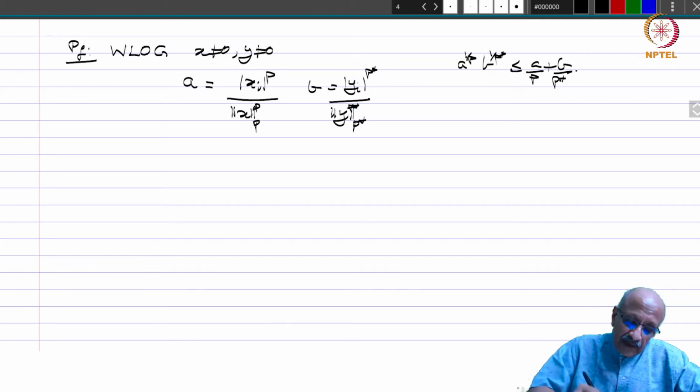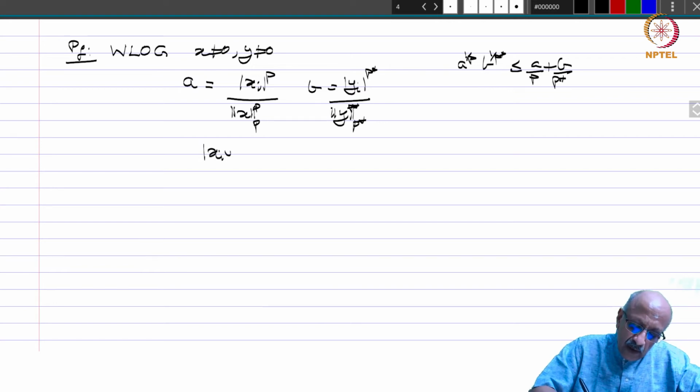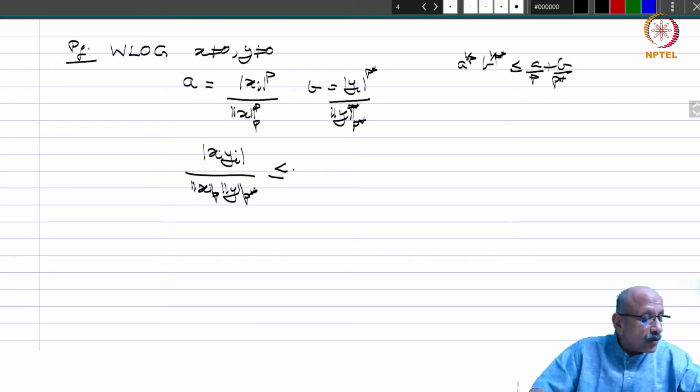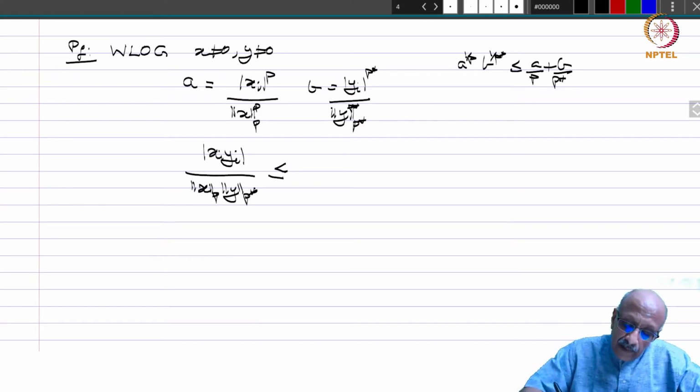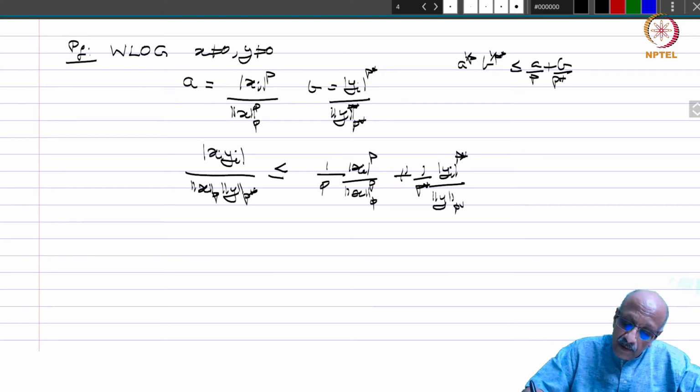So if you write that, you get |x_i y_i| / (‖x‖_p ‖y‖_{p*}) is less than or equal to (1/p) |x_i|^p / ‖x‖_p^p plus (1/p*) |y_i|^{p*} / ‖y‖_{p*}^{p*}.